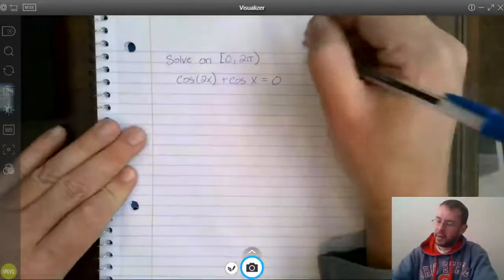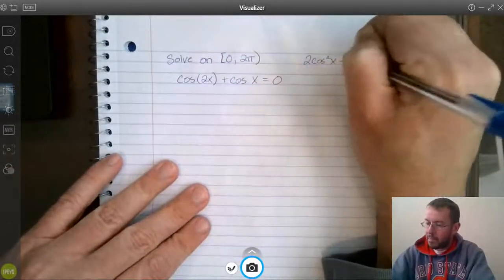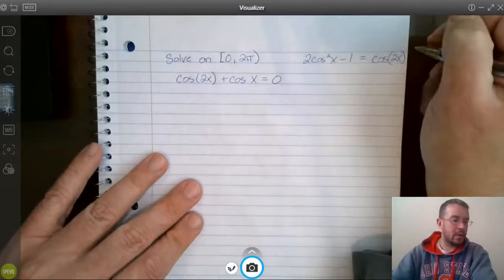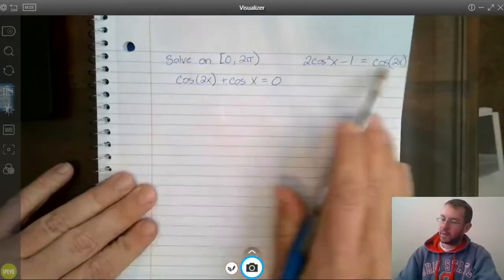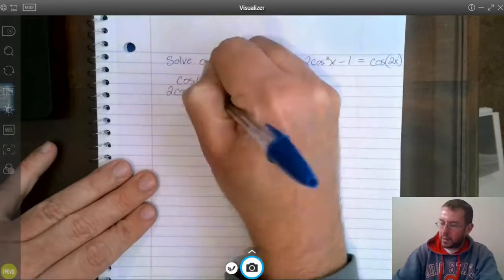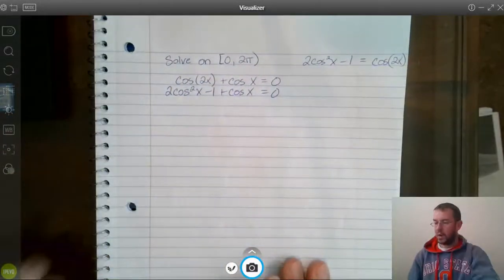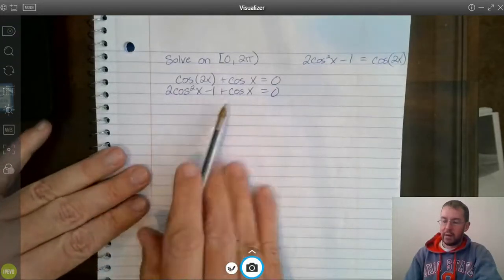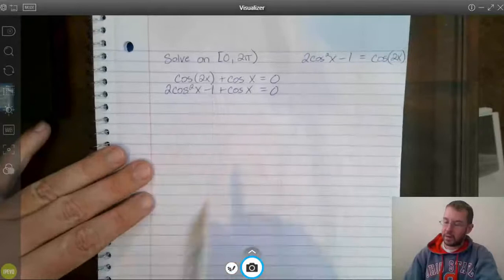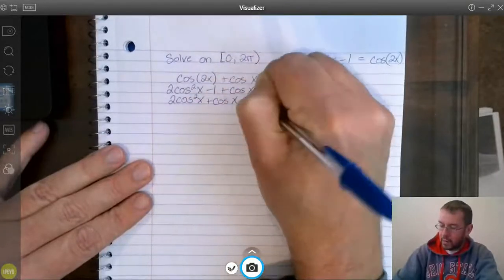All right, so I'm going to go ahead and use that 2 cosine squared x minus 1 is equal to cosine of 2x. So where I see this cosine of 2x, I'm allowed to replace it with this. So I can now just say, 2 cosine squared x minus 1, and then I still have my plus cosine x, and that's equal to 0. Well, I'm going to rewrite this to get it in standard form, where we have our squared term first, then our first degree term, and then our constant number at the end. So I'll rewrite this to 2 cosine squared x plus cosine x minus 1 equals 0.